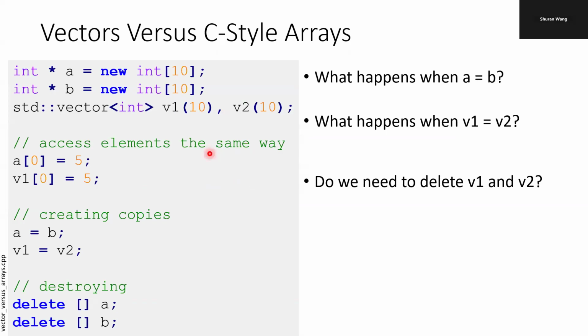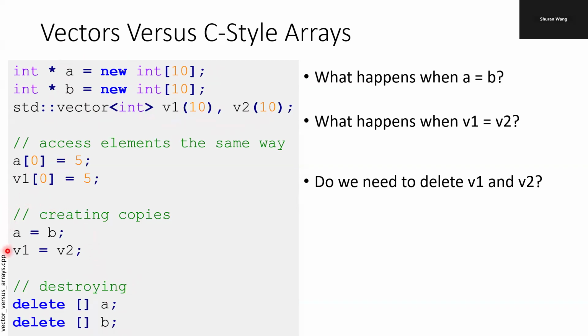So let's do a comparison of arrays versus vectors. In this code, we have 2 arrays, A and B, dynamically allocated with size 10. We have two vectors, v1 and v2, constructed with size 10. We can access the elements the same way. And the two dynamically allocated arrays need to be destroyed at the end.